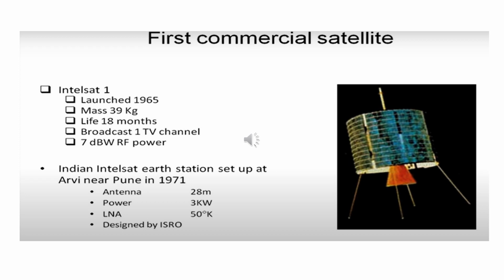Now we will see different commercial satellites. The very first one is Intelsat 1. This was launched in 1965, having a mass of 39 kg. Life was 18 months. It broadcast 1 TV channel.